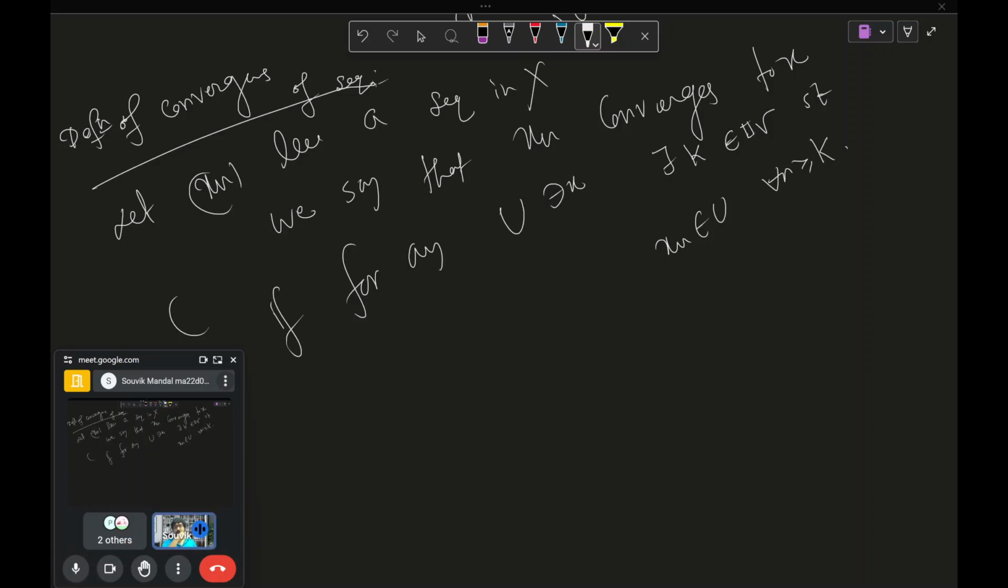So this is the definition of convergence of a sequence in topology. In real analysis, in metric spaces, we have seen one theorem, namely that any sequence can converge to at most one point. The same thing holds in topology, provided the space is a Hausdorff space.